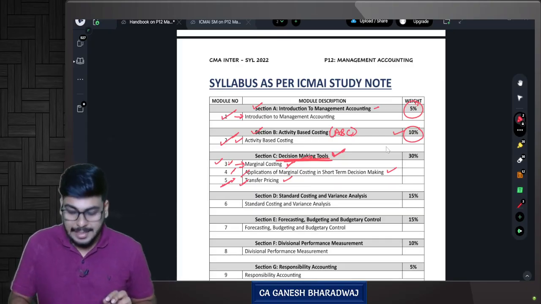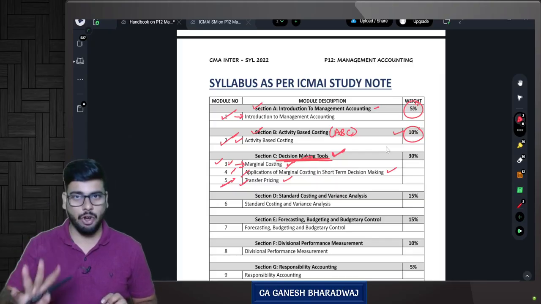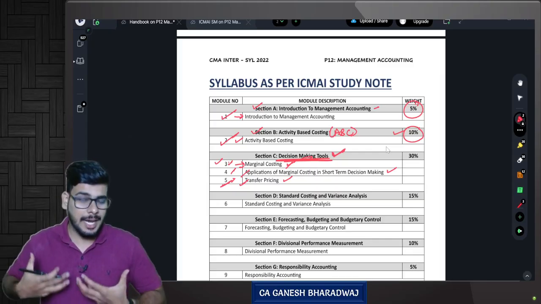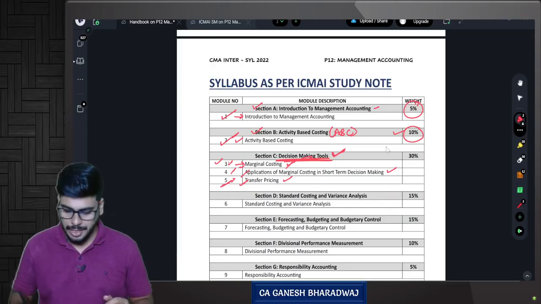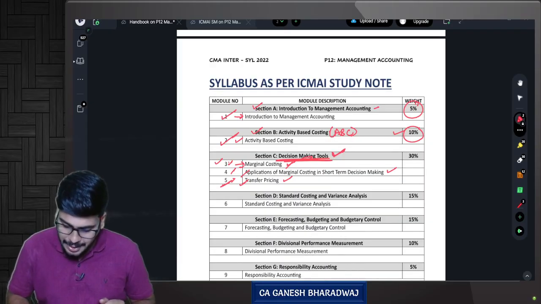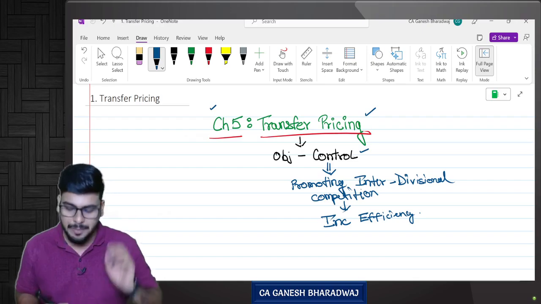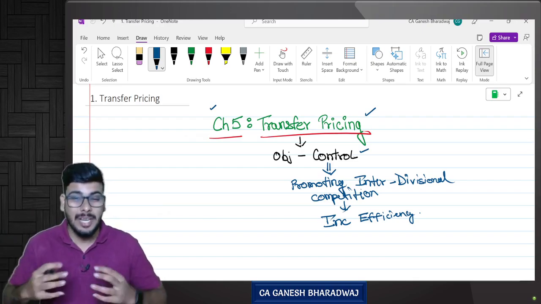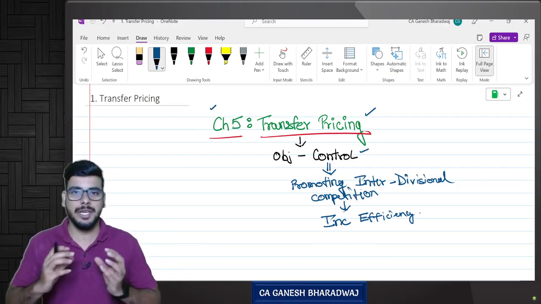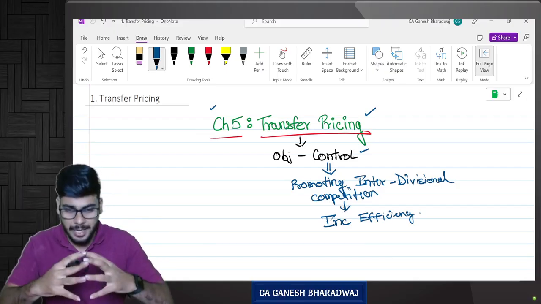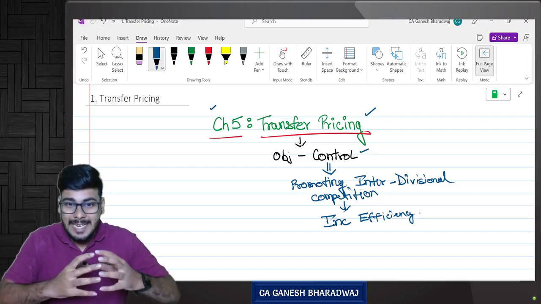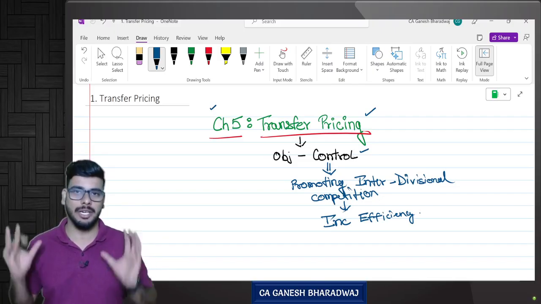Now, remember, this chapter transfer pricing has the objective of actually enhancing the control. It has an objective of enabling control in an organization. Then why have they given decision making here? Basically, this decision making that they refer to is an internal decision making. It is not an external decision making. What do you mean by internal decision making? Taking decisions within the organization.